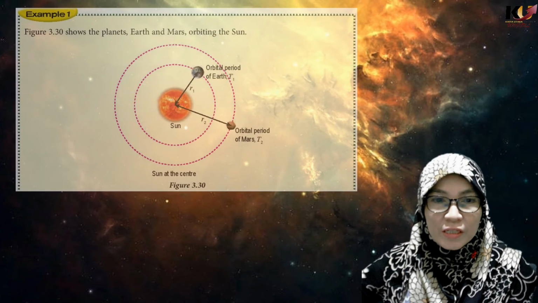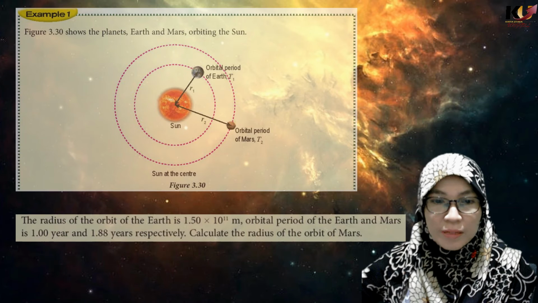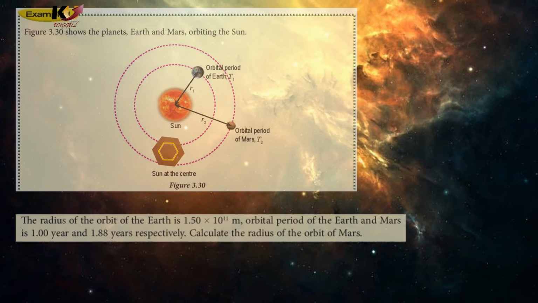Example 1. Figure 3.30 shows the planets Earth and Mars orbiting the Sun. The radius of the orbit of the Earth is 1.50 times 10 power of 11 meter. The orbital period of the Earth and Mars is 1 year and 1.88 years respectively. Calculate the radius of the orbit of Mars.